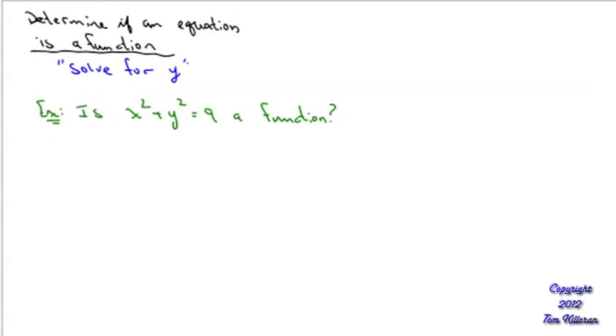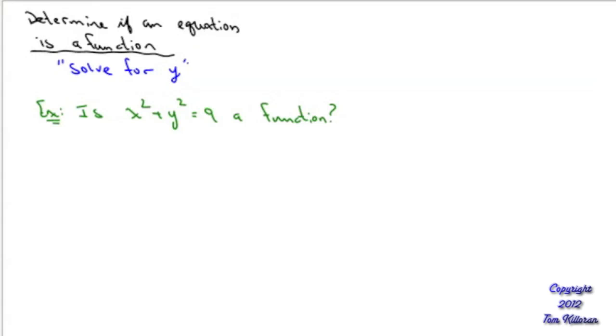Now, the answer to this question is a 50-50. It either is or it isn't. So here's the thing. You can't guess. You have to tell me why it is or why it is not. That way I understand that you understand what it means to be a function. So the hidden direction, of course, is solve for y.